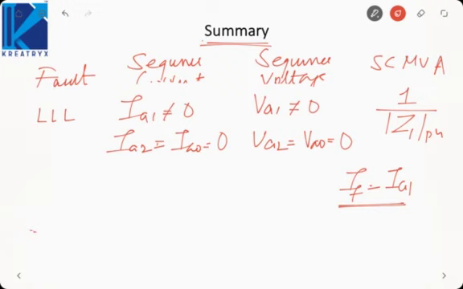In the next lecture, we will study the importance of neutral grounding. Why is it important to ground the neutral to save the system from any damage? That we will cover in the next lecture.